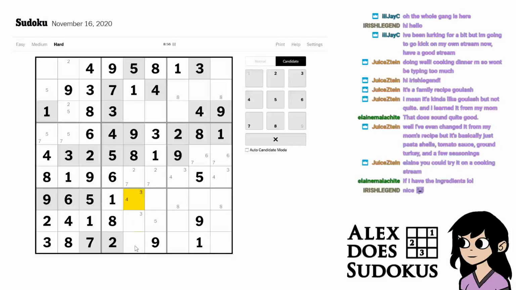So does a 4 give us anything? It gives us a pair of 4s there, and I think that's it with the 4s. So pretty good going so far. Feels like quite an easy puzzle.